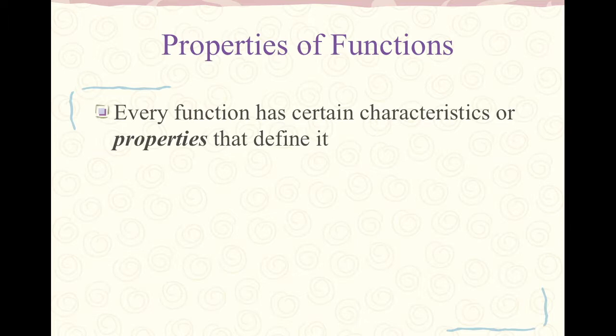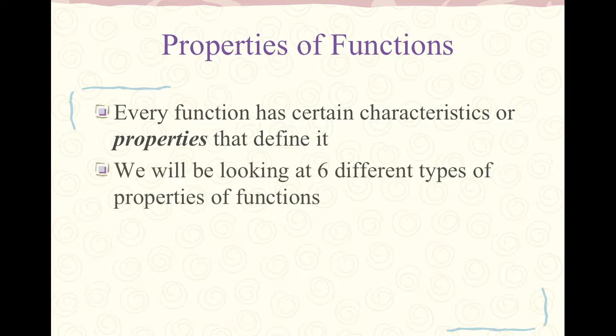Moving on to part 2, we're going to strictly look at the properties of functions. Now there are several of them. They're not difficult, but there are several of them, and I think that's what's more confusing. But we'll take this one property at a time. Every function has certain characteristics or properties that define it. We will be looking at 6 different types of properties of functions.